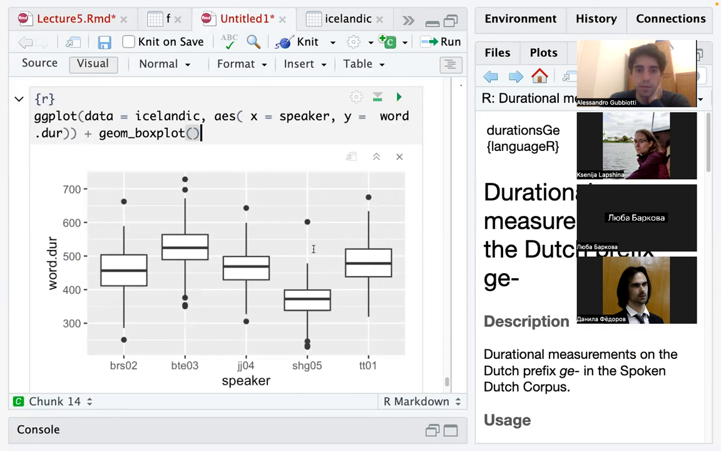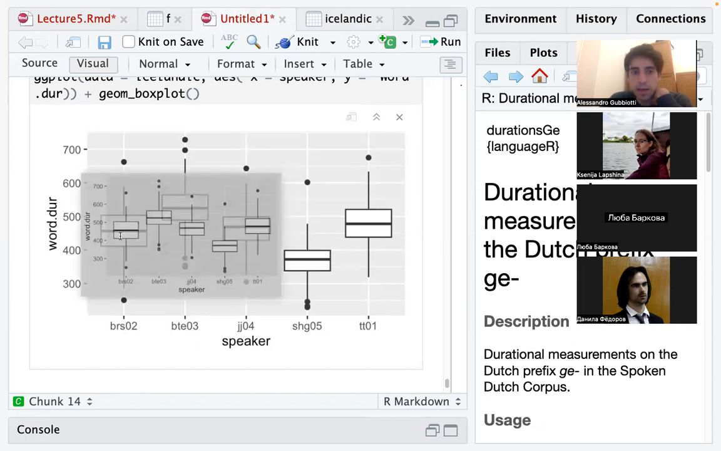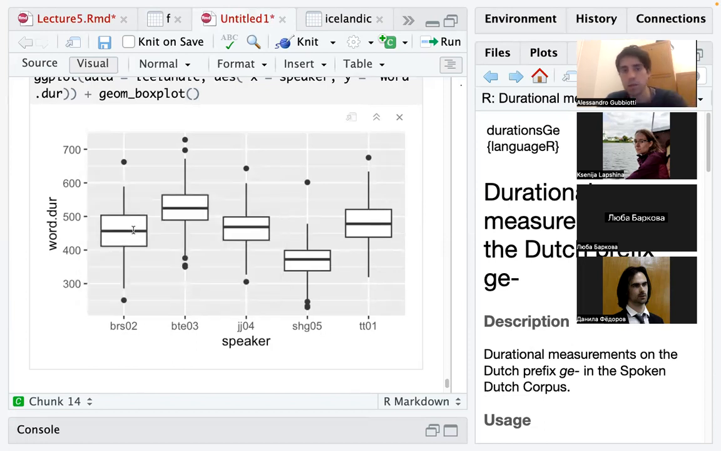Okay, so it is clear what I'm plotting here. These are the different speakers, and on the vertical axis you have the duration of the word they're repeating. They're repeating many words. I'm sure that the big line in the middle of the box is the mean of the duration of each single word. The points are the duration of the word each speaker is saying.